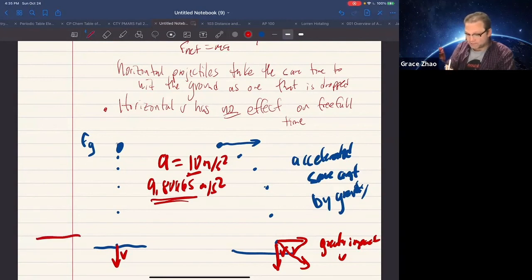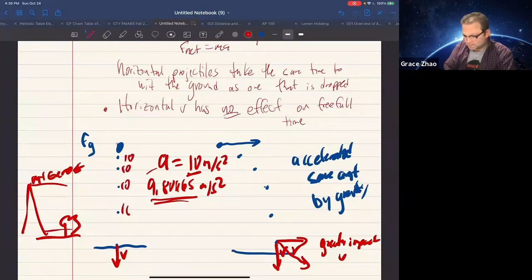Whether you are at the surface of the Earth or you are on the top of Mount Everest, we're talking the same value of acceleration. It doesn't matter where you are. This is 10, this is 10, this is 10, this is 10.